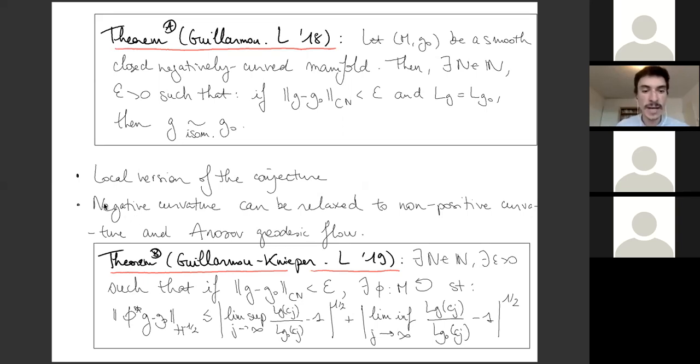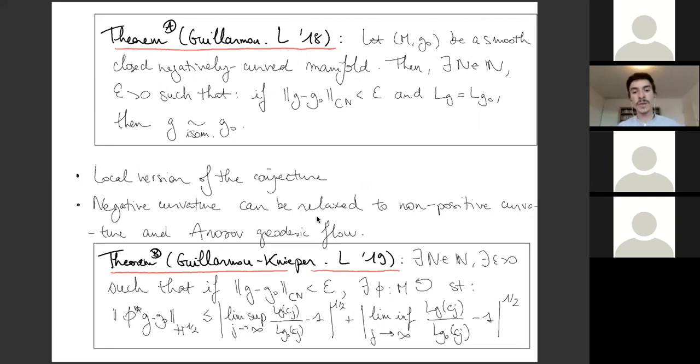Just a comment: our methods can be improved and we don't really use negative curvature. It can be relaxed to non-positive curvature and Anosov geodesic flow. That's really what is important in our techniques, the fact that the geodesic flow is a hyperbolic flow. And in particular, it's well known that in negative curvature, it's the case.